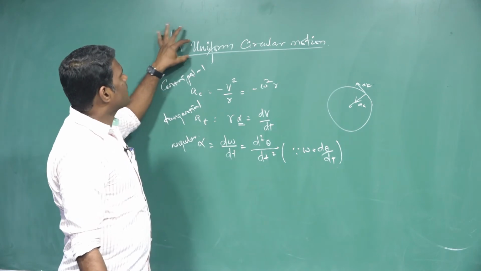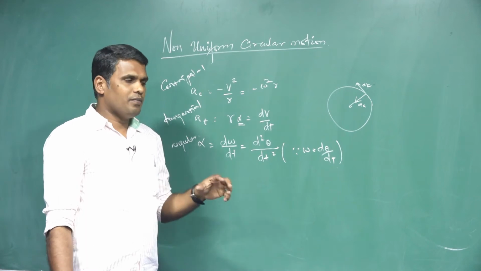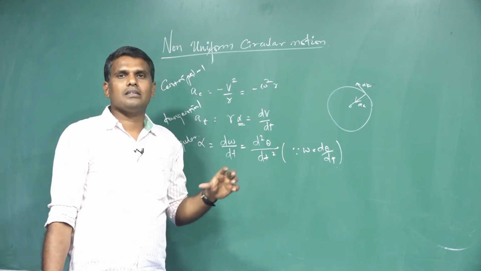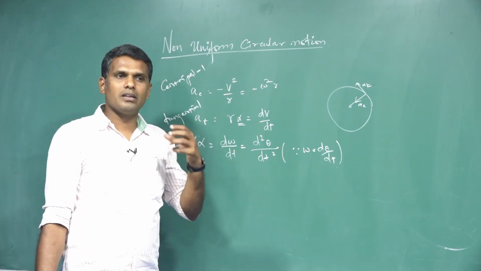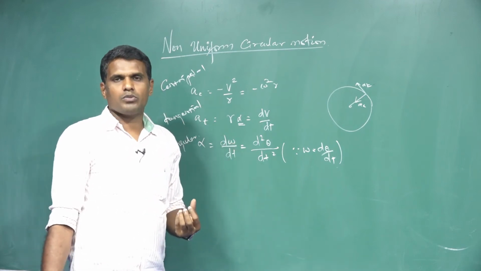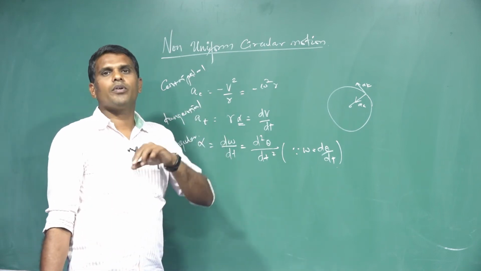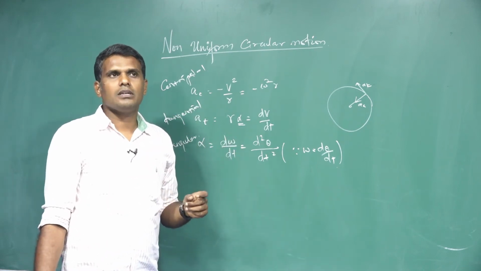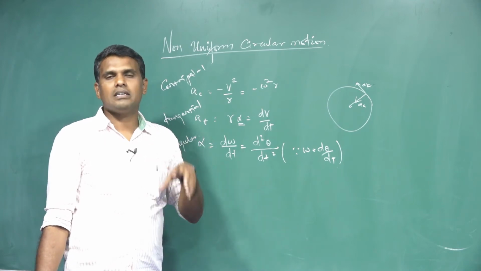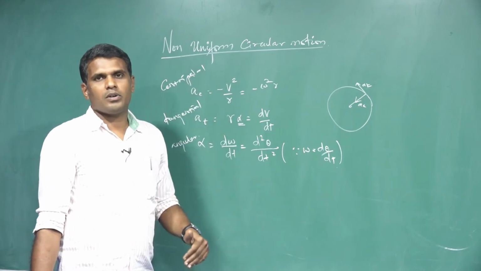Now we have to speak about non-uniform circular motion. So you should know the difference here. If the speed of the particle remains constant throughout its circular motion, then the object is said to possess uniform circular motion. If an object moving in a circular path possesses different speeds at different points of its path, then the body is said to possess non-uniform circular motion.